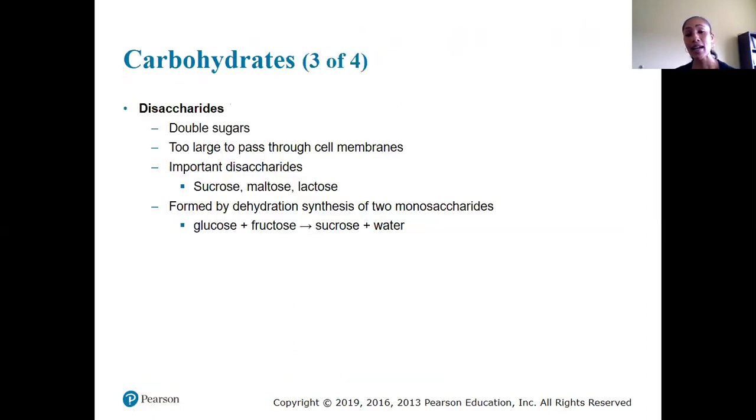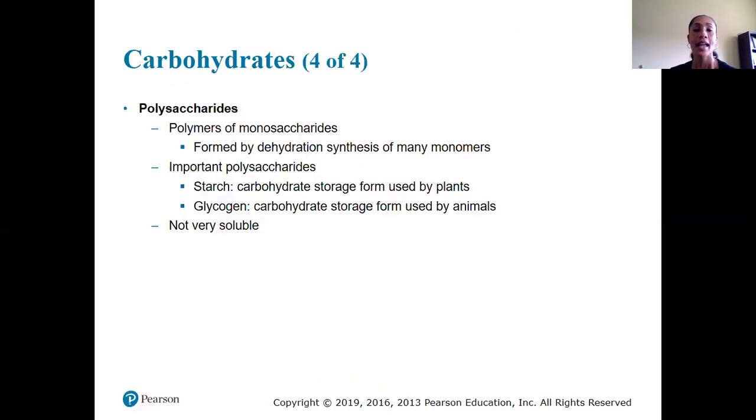Some examples of disaccharides to remember: sucrose, maltose, and lactose. We're putting two monosaccharides together to form disaccharides, and remember, those two monosaccharides are bound together through dehydration synthesis. Polysaccharides are formed from many monosaccharides, and some common examples to remember are starch and glycogen.